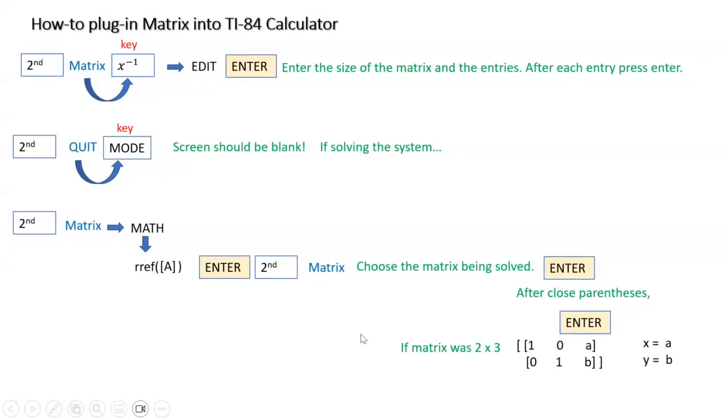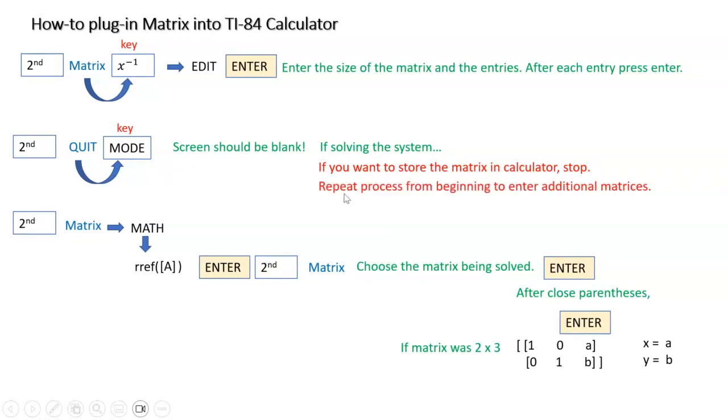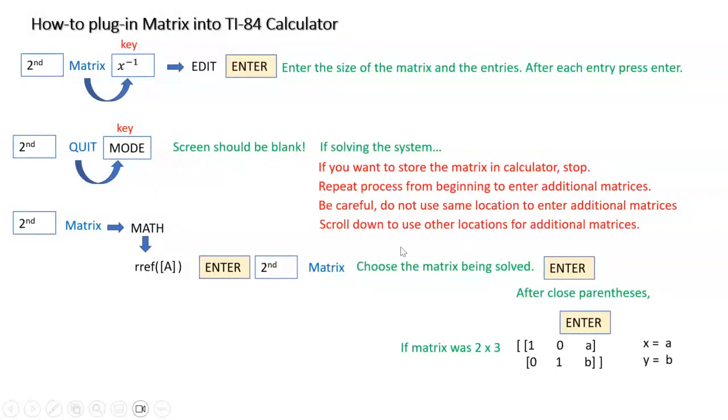Now, if you want to store a matrix, say to multiply by another matrix, all you do is repeat the process from the beginning to enter additional matrices. Be careful, do not use the same location to enter additional matrices. Scroll down to use other locations for additional matrices. And then you'll be able to add them, subtract them, whatever you want to do.